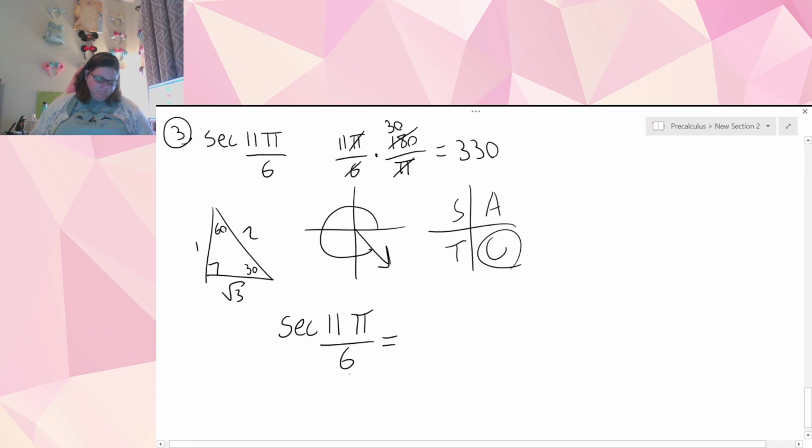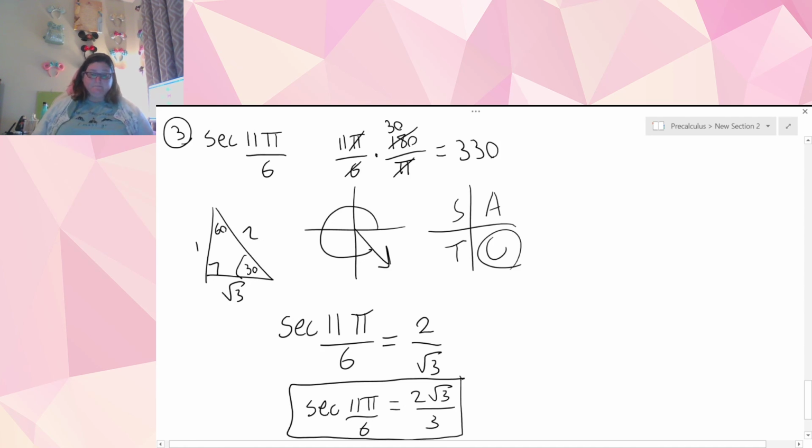So, being that it's over 6 means that 30 degrees is my reference angle. And secant is the reciprocal of cosine, and cosine is adjacent over hypotenuse. So I'm going to do hypotenuse, which is 2, over adjacent, which is the square root of 3. So that simplifies, when I rationalize my denominator, to 2 square root of 3 over 3. So secant of 11 pi over 6 is 2 square root of 3 over 3.